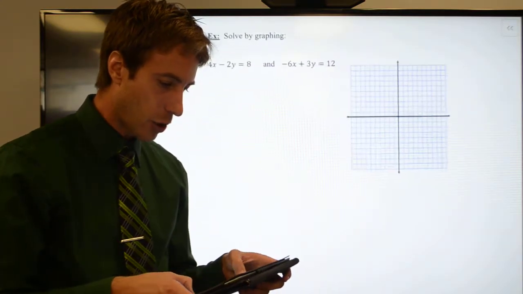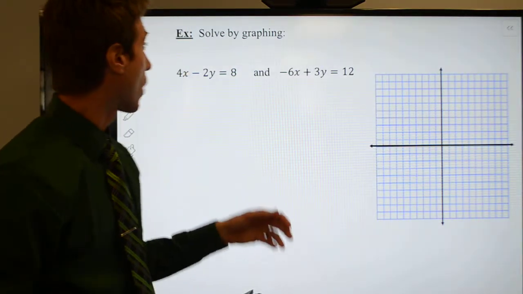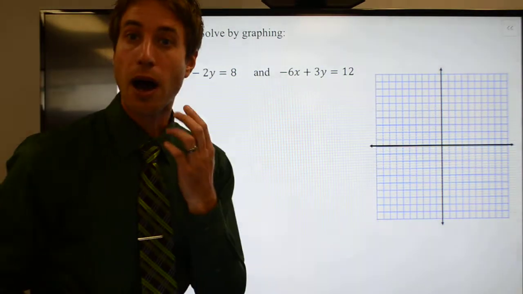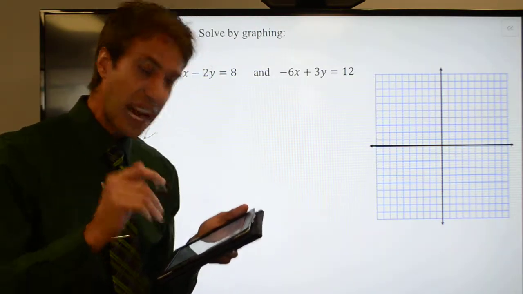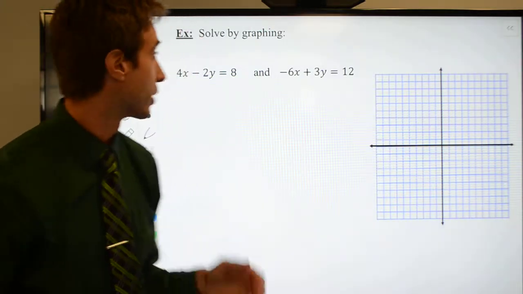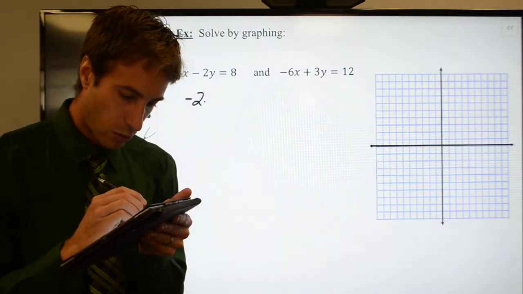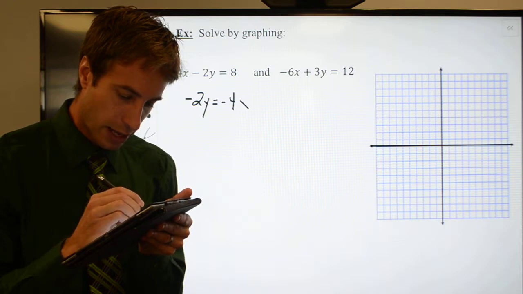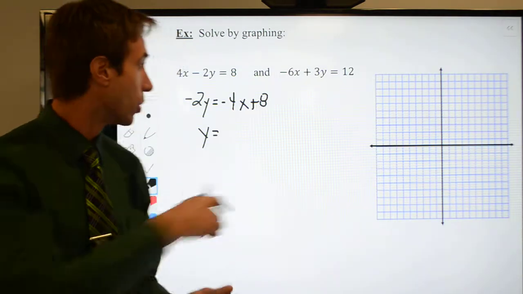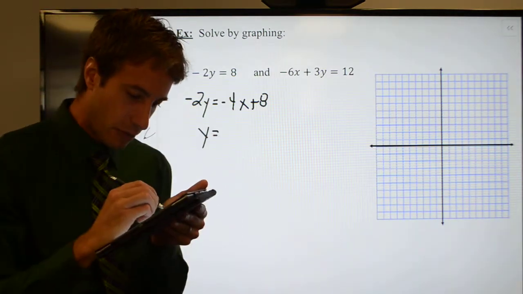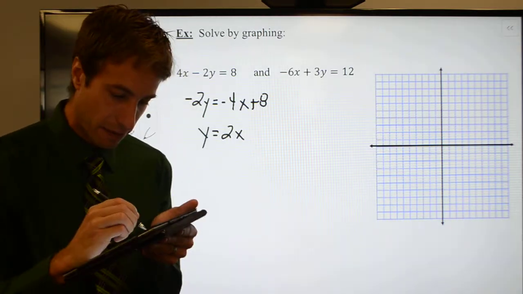And here we go. Let's go ahead and do this last one. This is the last one we've got as far as graphing goes. I'm going to need to put these in slope-intercept form. At this point, we're probably getting very good at it, so let's see how quickly we can do this. Subtract 4x to the other side. Negative 2y equal to negative 4x plus 8. Divide everybody by a negative 2. Y is equal to negative 4 divided by a negative 2, which is a positive 2x, and a positive 8 divided by a negative 2 is a negative 4.